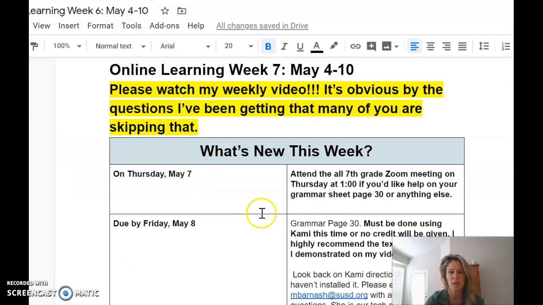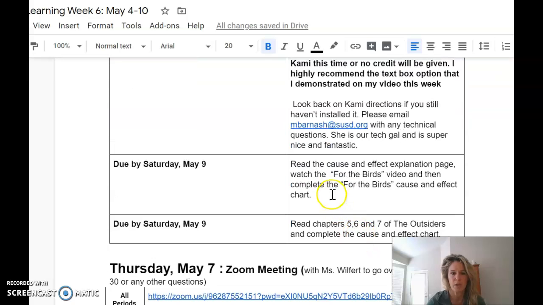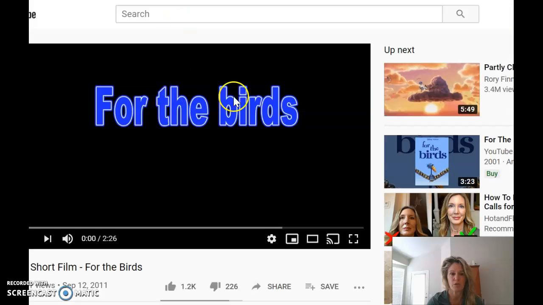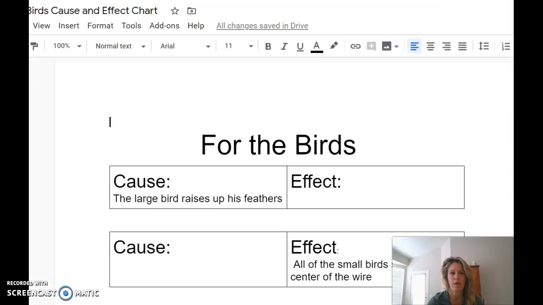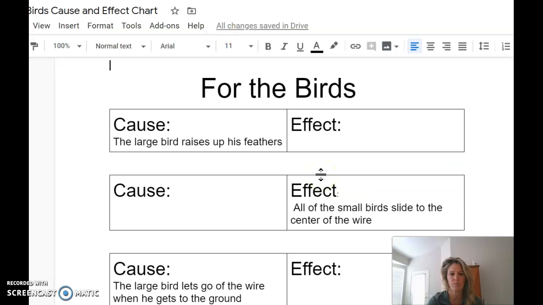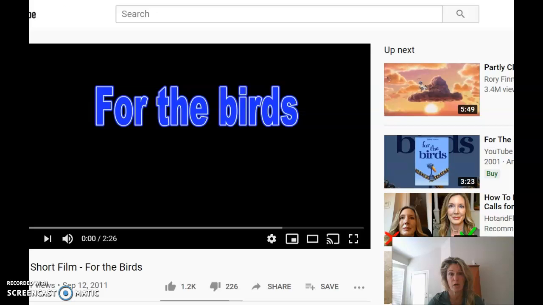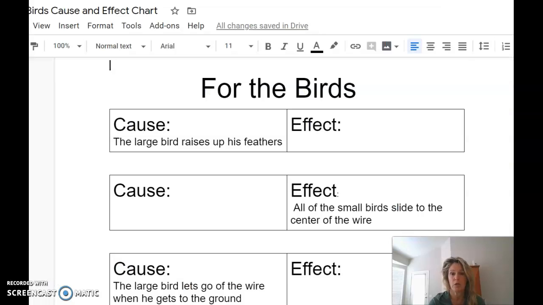All right, the next thing on our to-do list is to read the cause and effect explanation page that will be on there for you, and then watch the For the Birds video, and then complete the For the Birds cause and effect chart. So I've included a little video. It's just a little Pixar video on there. And then there's a little chart to fill out for cause and effect that you use following the video. And on Google Classroom, there'll be a little instruction sheet posted on there for you, so please read that.